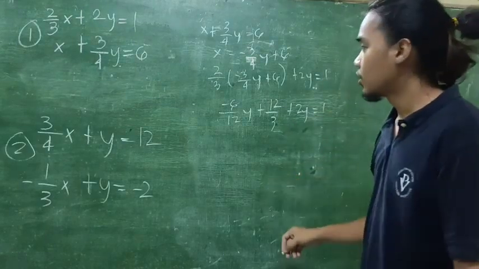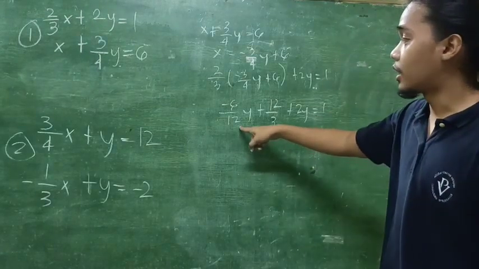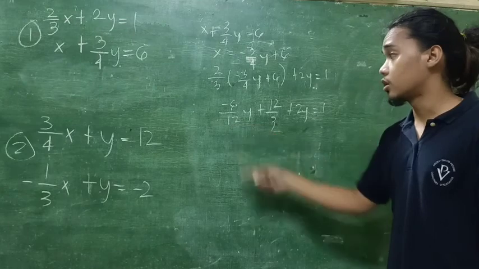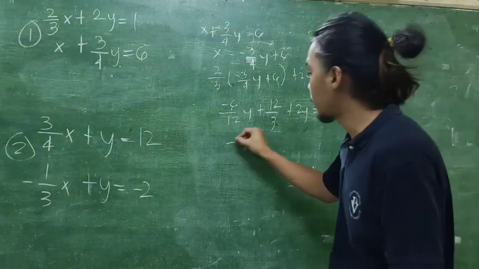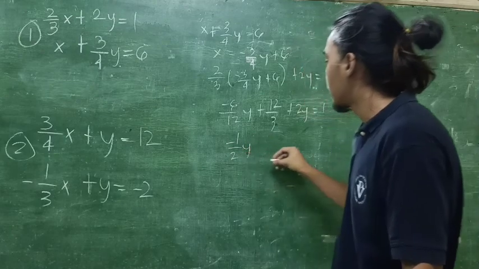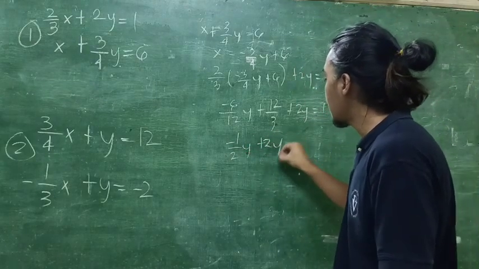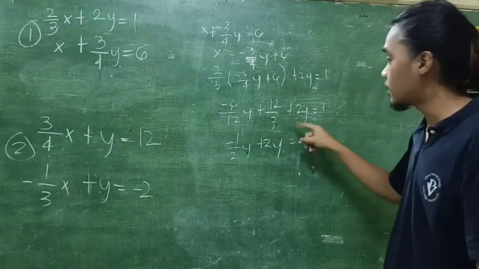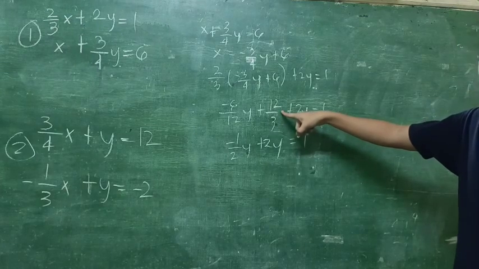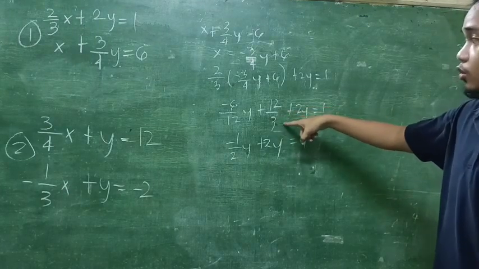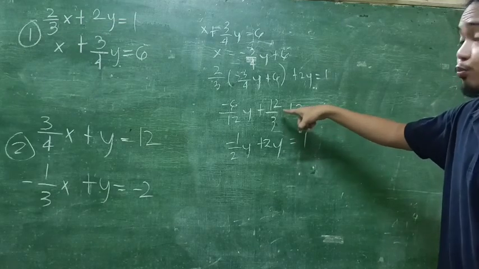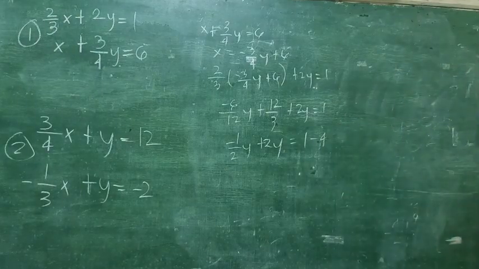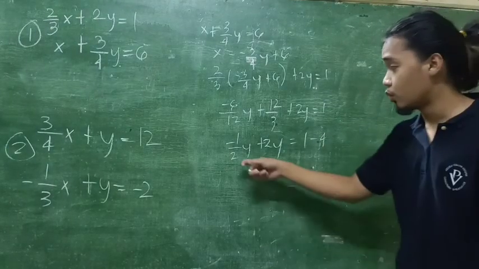So we can see here that negative 6/12 y, we can reduce it to lowest terms, which is negative 1/2 y, plus 2y. Like I said, combine like terms. Then 12/3, you can see that 12 is divisible by 3, so it's going to be 4. Transpose 4 to the other side, change sign, negative 4.